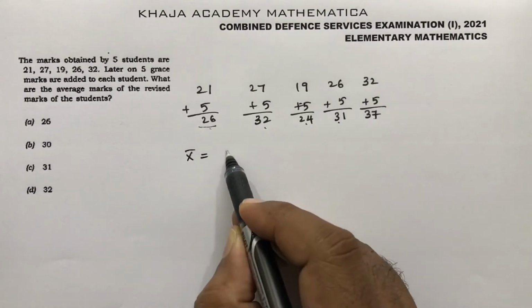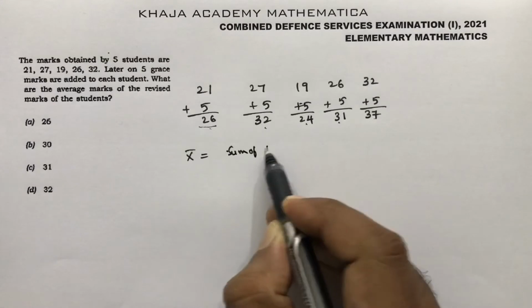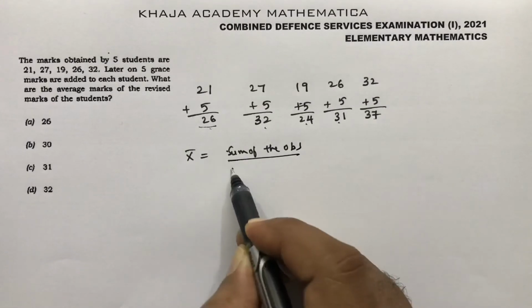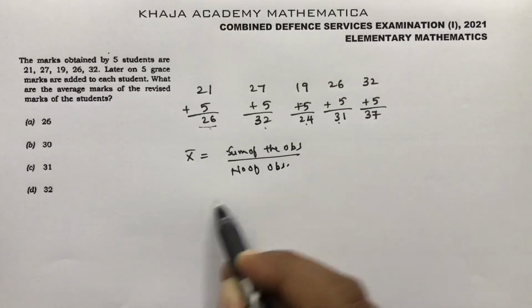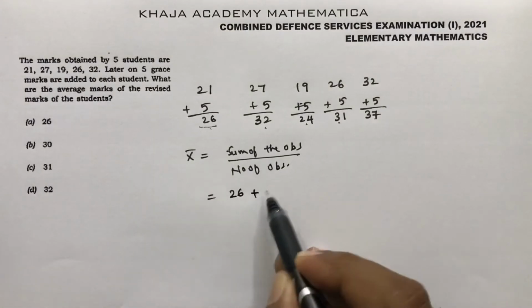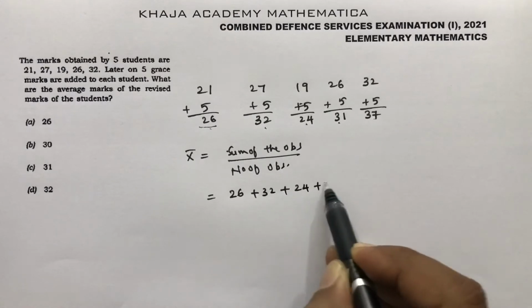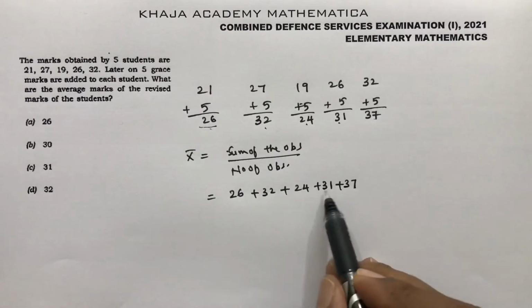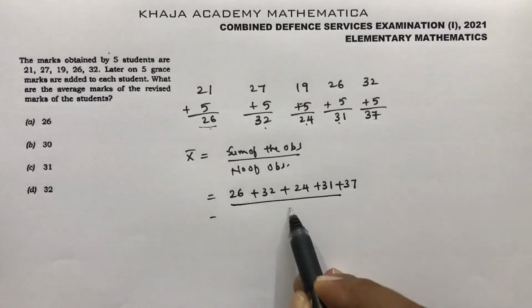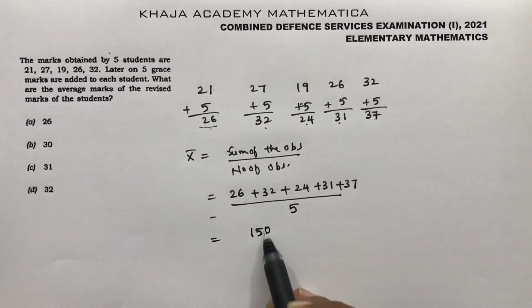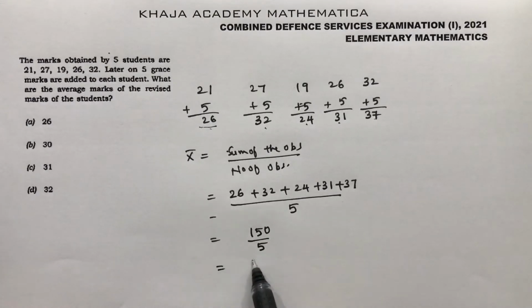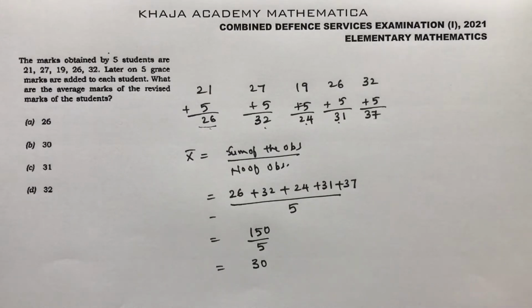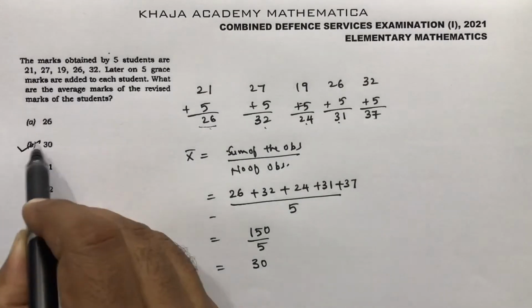So you can calculate the sum of the observations. Average is nothing but the mean, the sum of the observations divided by the number of observations. So 26 plus 32 plus 24 plus 31 plus 37 is 150, divided by the number of observations, 5. So 150 by 5 is 30. So the average of the revised marks of the students is 30. So the correct option is B.